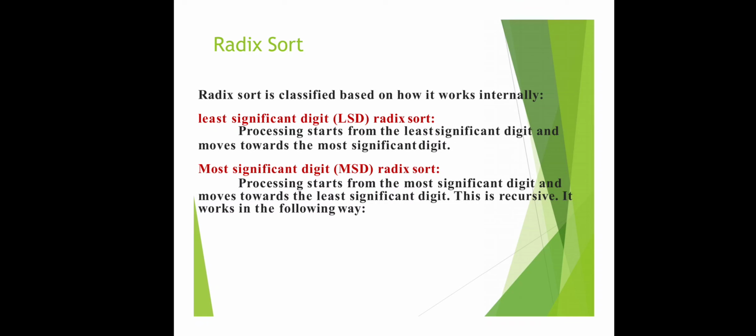The least significant bit process starts from the least significant bit and moves towards the most significant bit. Most significant bit radix sort is where the processing starts from the most significant bit and moves towards the least significant, whereas this radix sort will be recursive and it works through the least and most significant bits.